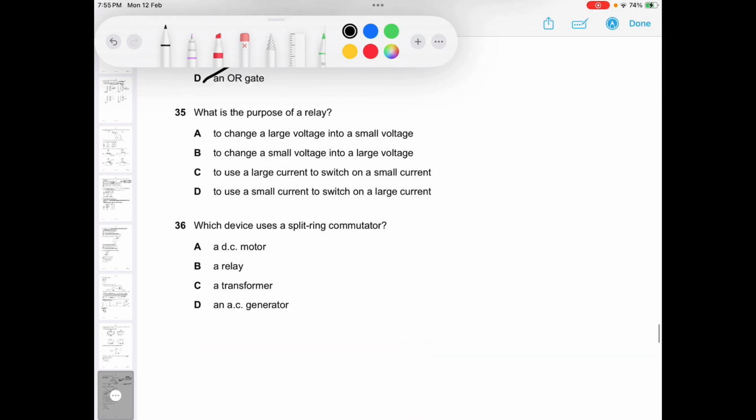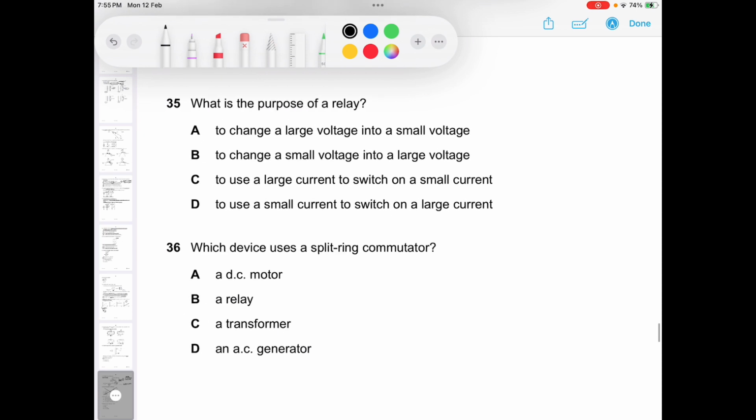Cancelled. What is the purpose of a relay? To change a large voltage node from small to large, and it's not voltage, it is current. So it's small current to large current.